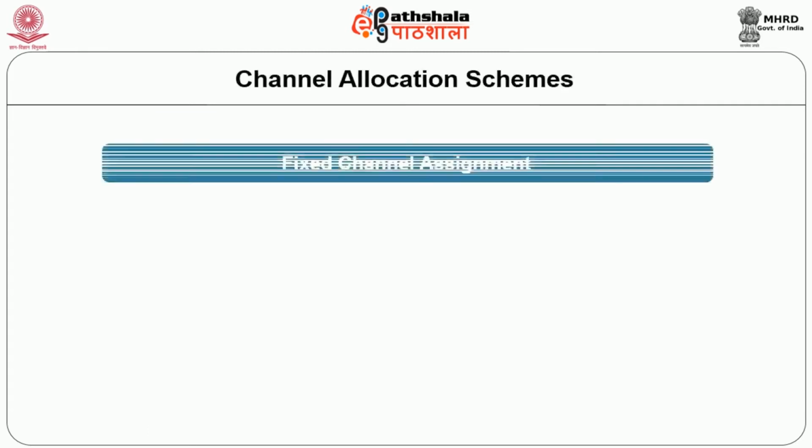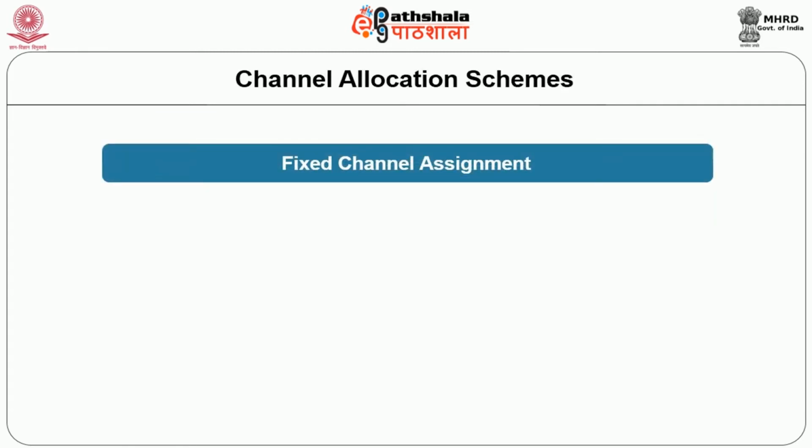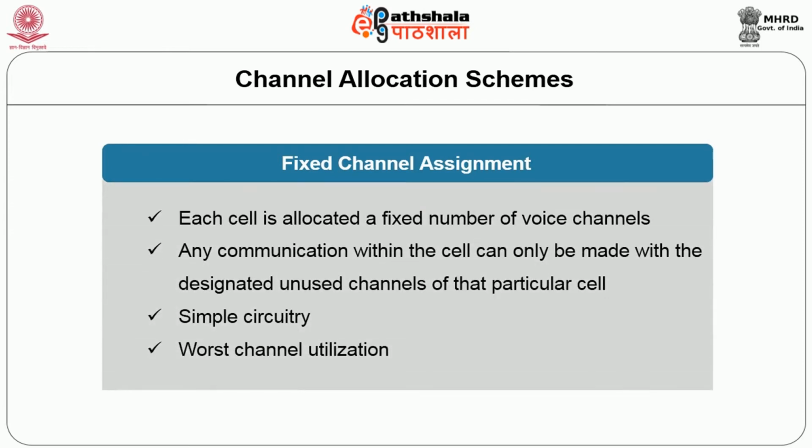Let us move to the next topic, how channels are allocated between the cells. There are two strategies, fixed channel assignment and dynamic channel assignment. In fixed channel assignment, each cell is allocated a fixed number of voice channels. So, any communication within the cell has to be made using these voice channels only, and if a user wishes to communicate and asks for a channel and all the channels are exhausted, then it will have to wait for another channel to get free, and only then will it get that particular channel.